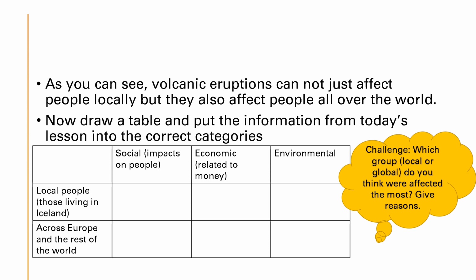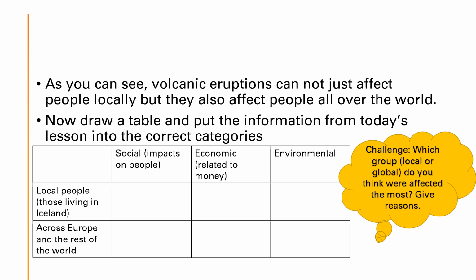Social, so anything about people, so whether people were moved, whether they were evacuated, whether they couldn't get to work, so anything at all about people, the impact it had on their everyday lives. Anything economic, so cost to businesses and individuals, and anything environmental, for example, the flooding would be environmental, the ash would be environmental. Think as well now about separating these, so that we're separating the local and we're separating across Europe and the rest of the world. And I've got a bit of a challenge there. Which group, local or global, do you think were affected the most, and give reasons?